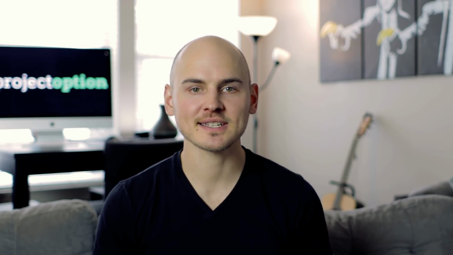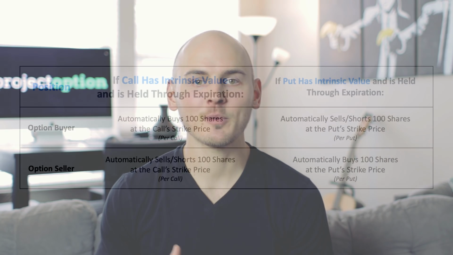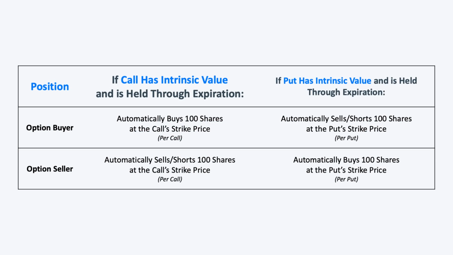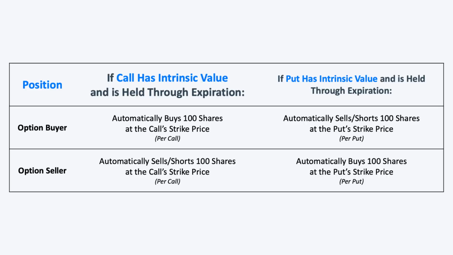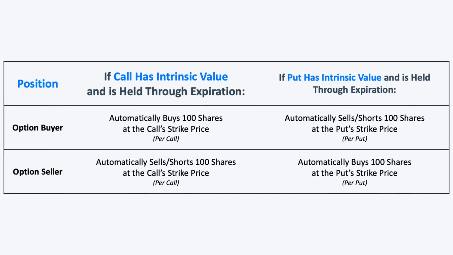Now on the other hand, if an option does have intrinsic value at expiration, meaning that for call options the strike price is below the stock price and for put options the strike price is above the stock price, now those options that do have intrinsic value at expiration will be automatically exercised, meaning they will be automatically converted to the corresponding stock position based on the option position in that trader's portfolio.